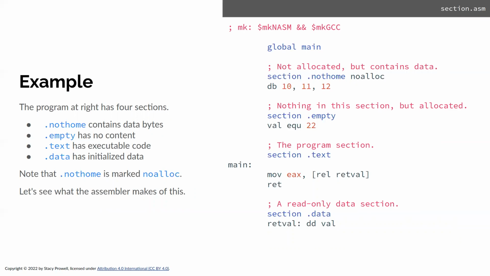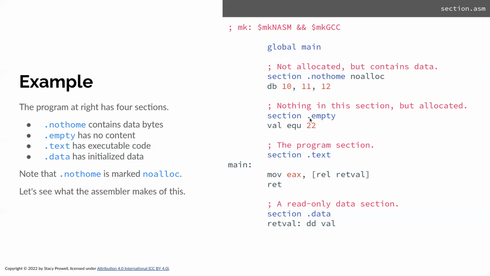Here's an example. Over on the right is our program, and it has 4 sections. So up here, we have a section called not home, which we marked no alloc. And it contains 3 bytes, 10, 11, and 12. So DB is the thing that declares data bytes. I just declare 10, 11, 12 right here. You can do that wherever you want.